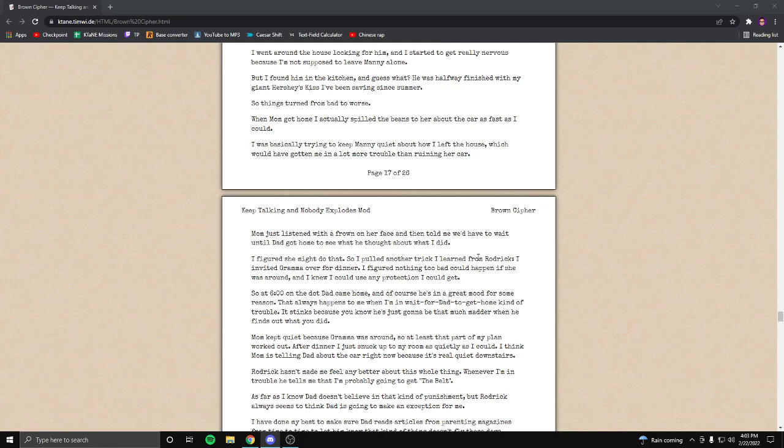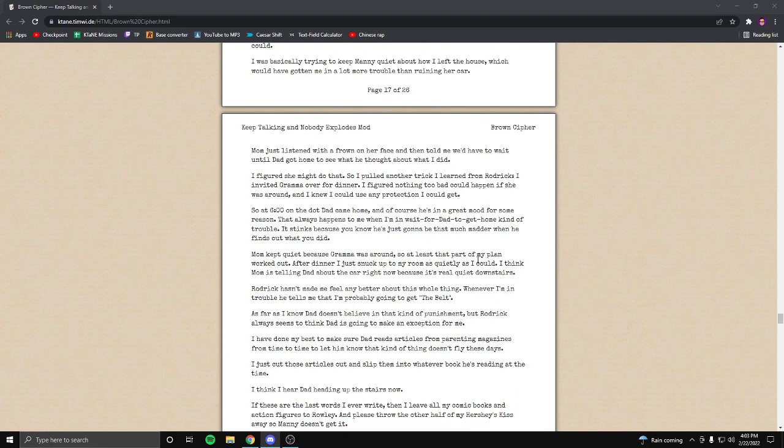and of course he's in a great mood for some reason. That always happens when I'm in wait for Dad to get home kind of trouble. It stinks because you know he's just going to be that much madder when he finds out what you did. Mom kept quiet because Grandma was around, so at least that part of my plan worked out.